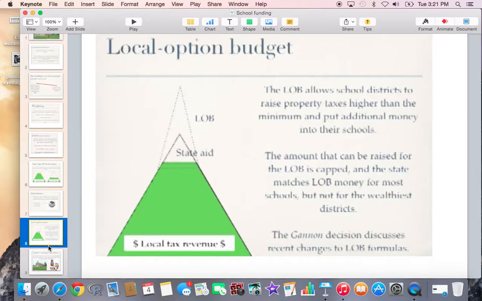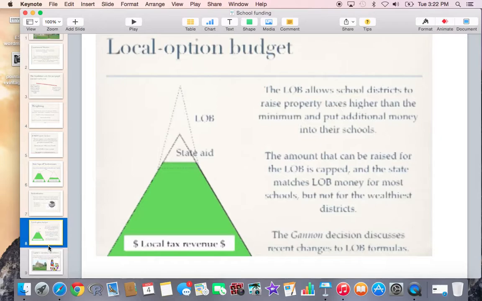However, there is a cap on the LOB, and the cap is somewhat complicated. If a school district is in the top 25% wealthiest school districts as classified by the state, then the school district is on their own for raising extra money for their schools. They can go up to 25% over the base amount, but all that money has to be raised locally.